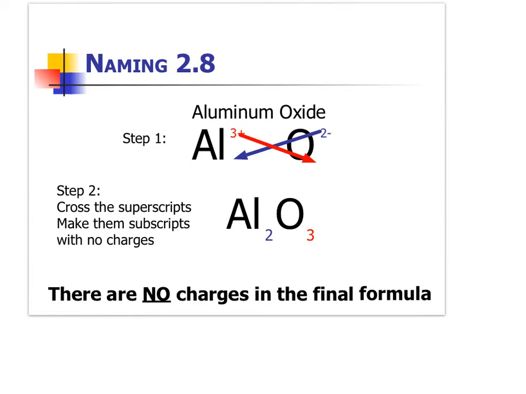So when we see this here, we see that aluminum oxide has an aluminum that has a positive 3 charge, and oxygen has a negative 2 charge. The crisscross method has us moving those numbers down. No charges in our final formula. I cannot stress that enough. No charges in the final formula.